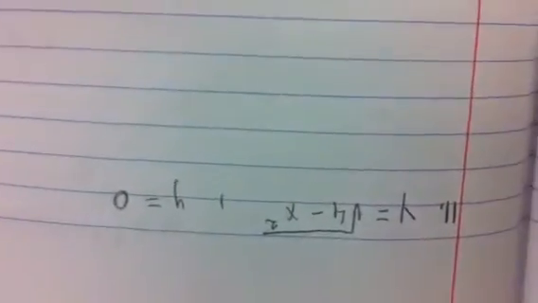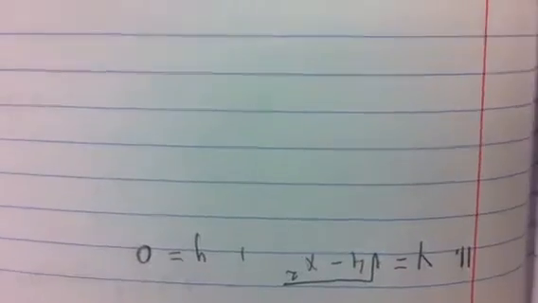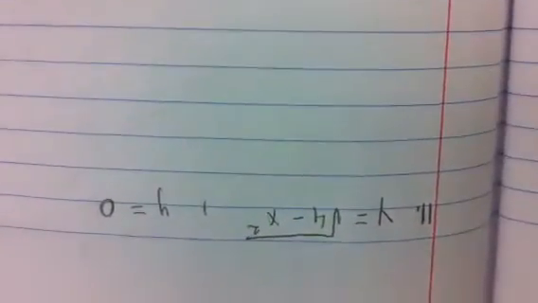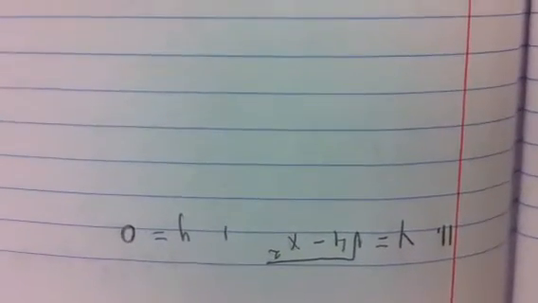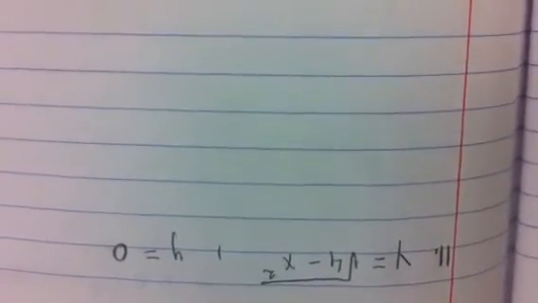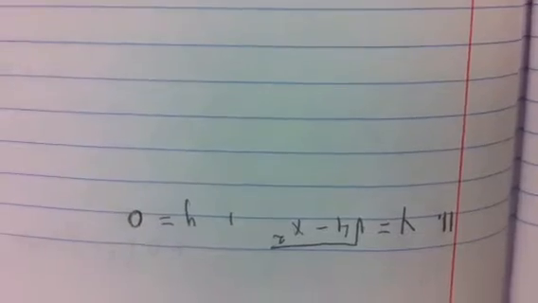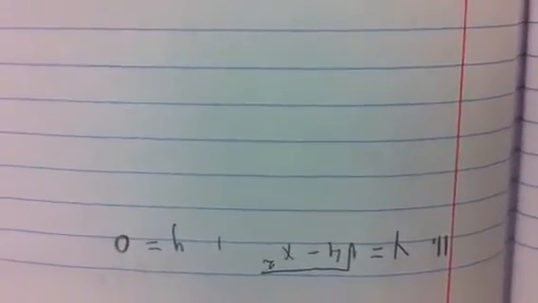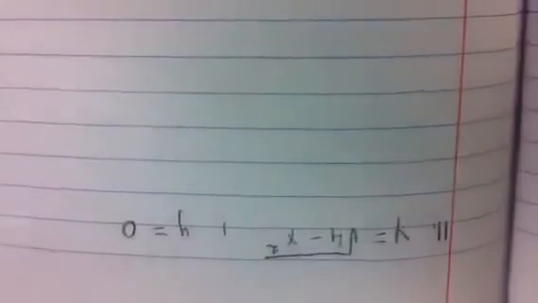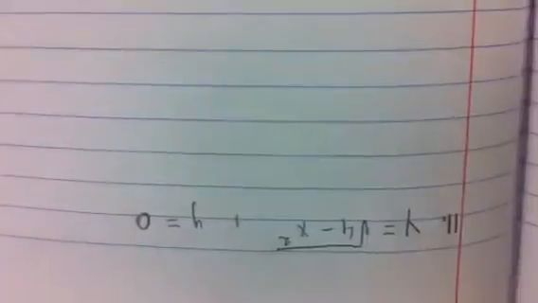Alright, so for this problem, they're asking us to sketch the graph of the region bounded by these two functions, y equals square root of 4 minus x squared and y equals 0. And then after we sketch the graph, we have to find the volume of that region. So the first thing we're going to do here is sketch the graph.